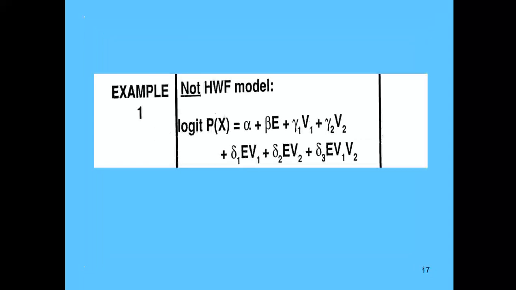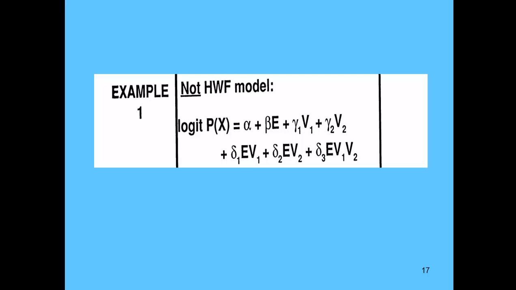Well, here's an example. Here's a model. It's a logistic model, and I've written it in terms of logit form. Okay, what's not in this model that should be in here? Well, if you look at the highest order term, E, V1, V2, well, E's in there, V1 is in there, V2 is in there, E, V1, and E, V2, but V1 times V2 isn't in there. So that model is not hierarchically well formulated.